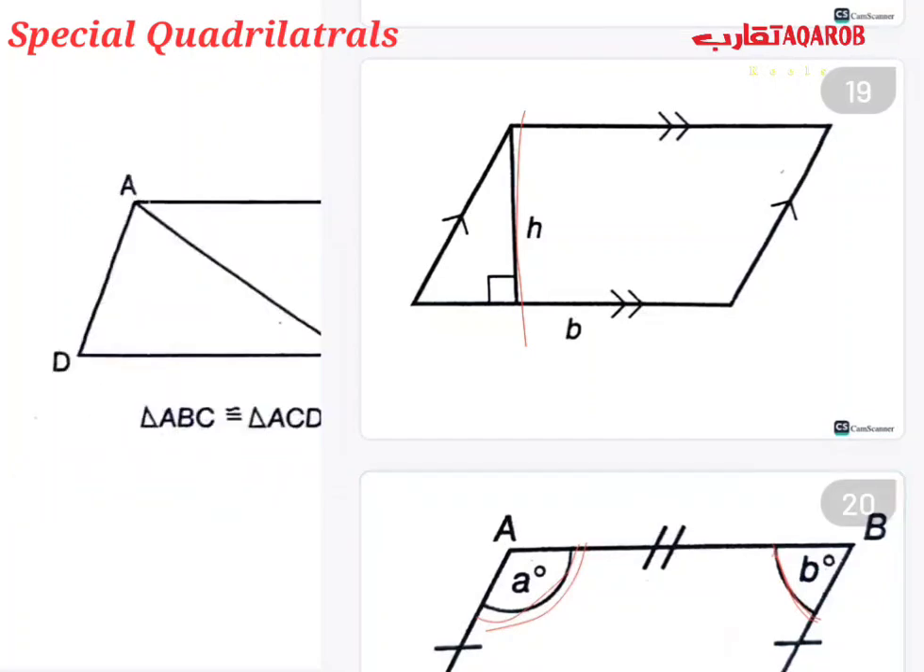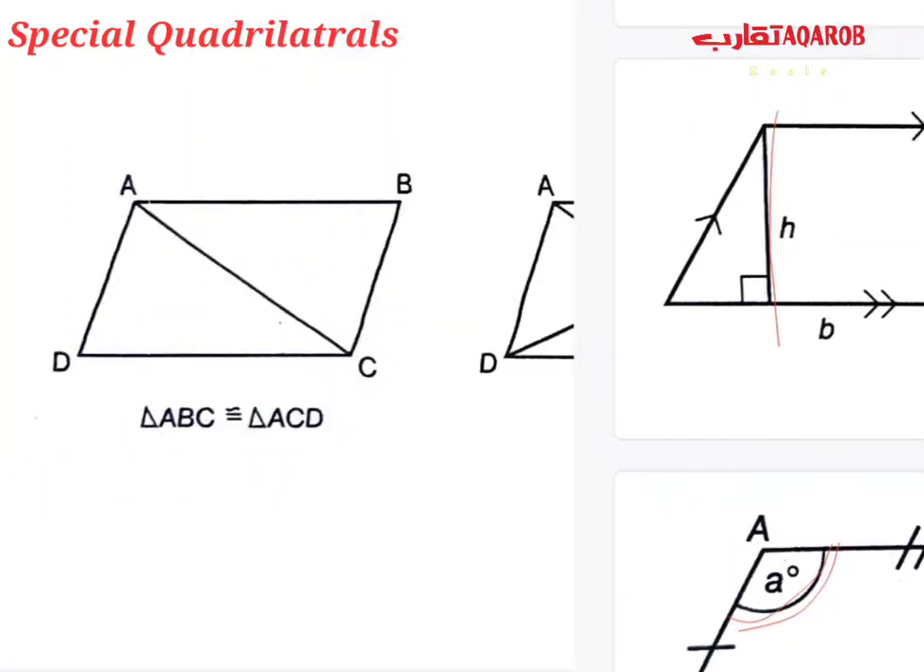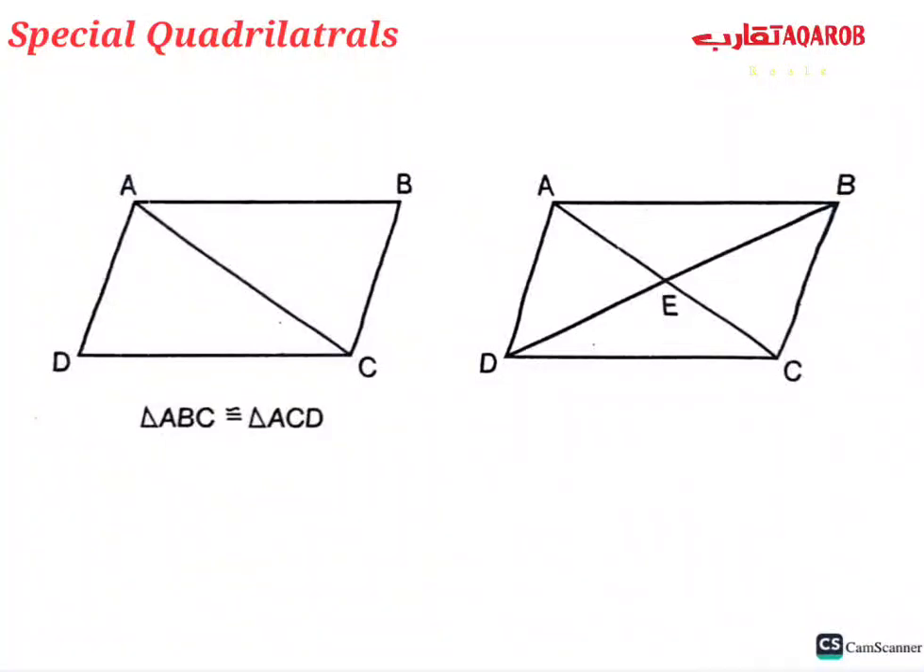Now, what about the diagonals of parallelograms? A diagonal divides the parallelogram into two congruent triangles. So, look at the left shape here. In this parallelogram, diagonal AC divides the parallelogram into two congruent triangles. So, triangle ADC is congruent to triangle ACB. And now move to the right shape.